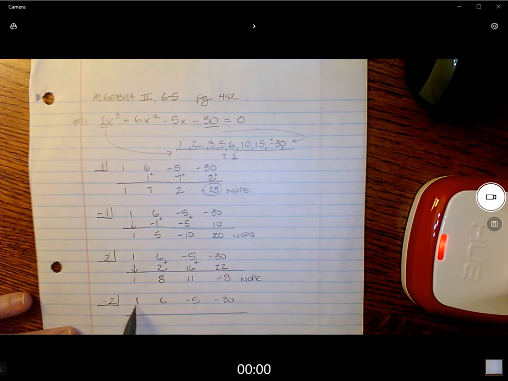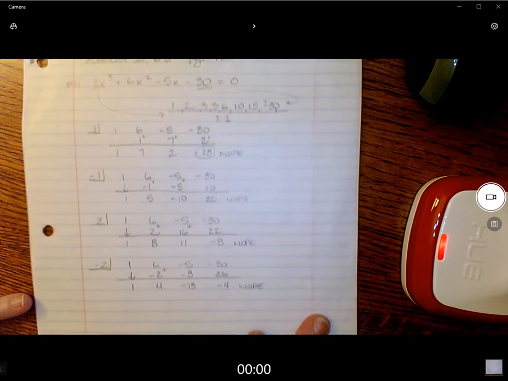Draw my line, bring down the 1. Negative 2 times 1 is negative 2. 6 plus negative 2 is 4. Times negative 2 is negative 8. Negative 5 minus 8, 9, 10, 11, 12, 13. That's how I count on my fingers. Minus 13. Negative 2 times negative 13 is positive 26. And again, there we go. That's a negative 4, which is not a 0. So nope.